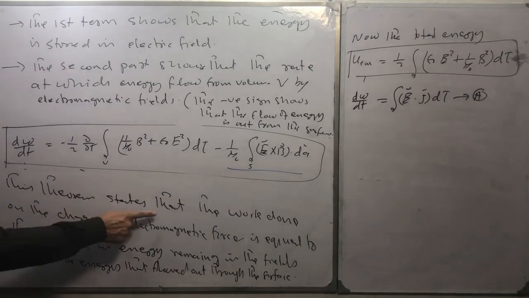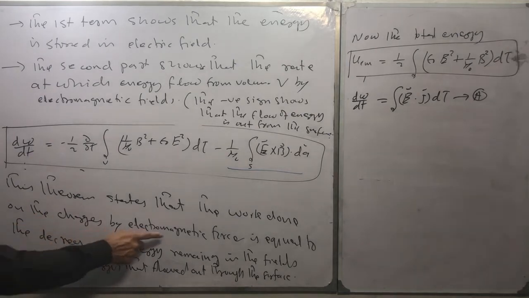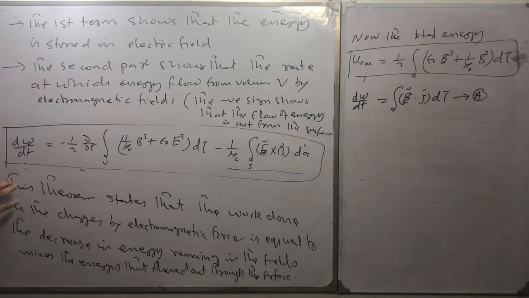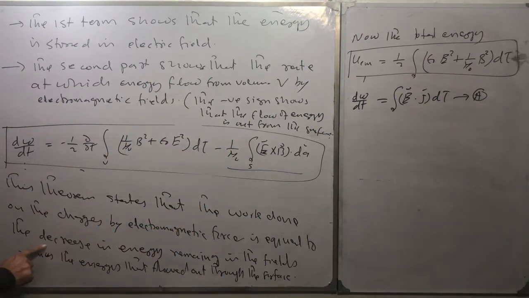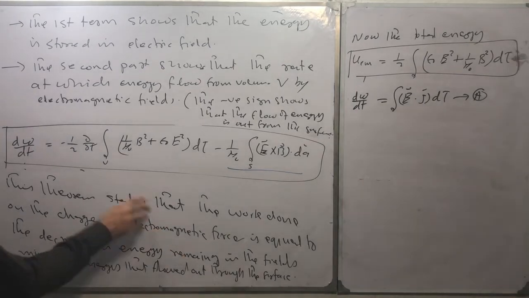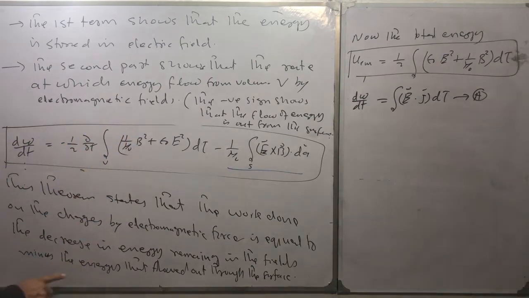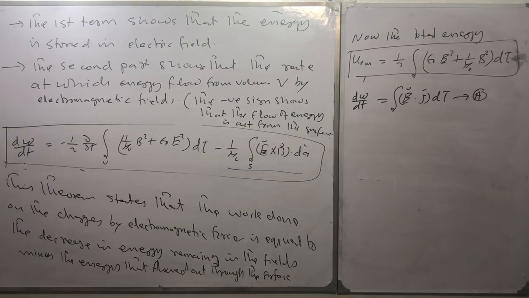So this is the statement of this Poynting theorem. This theorem states that the work done on the charges by electromagnetic force is equal to the decrease in energy remaining in the field minus the energy that flowed out from the surface. So this is the statement of the Poynting theorem.